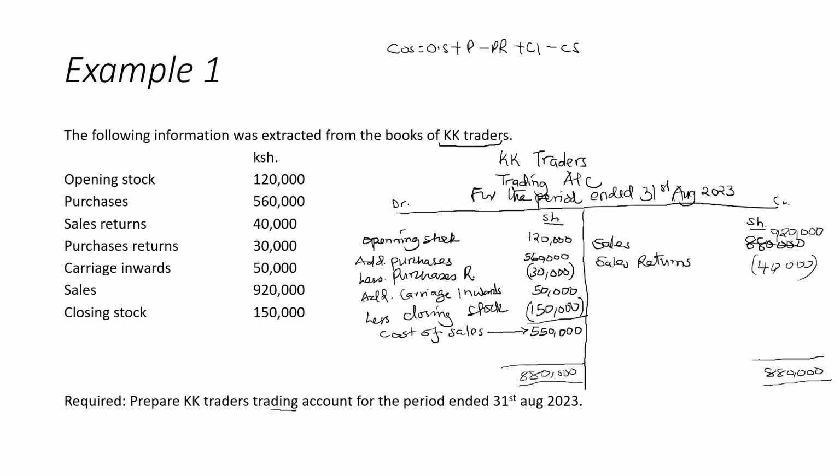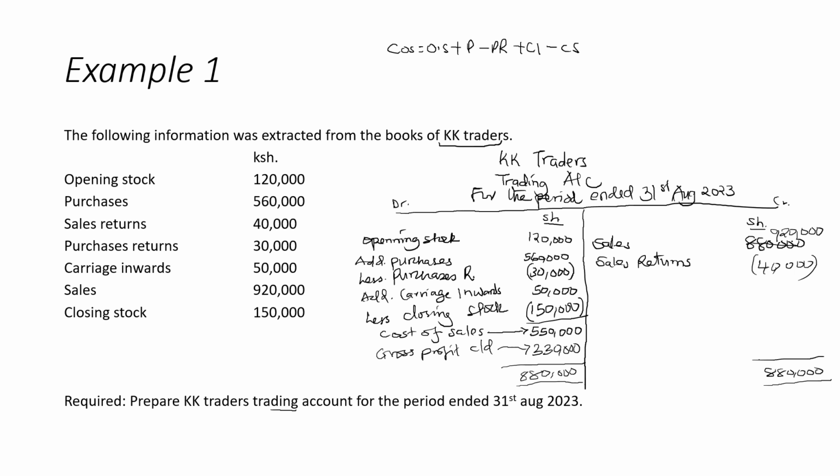Now, how much should we add to cost of sales to get 880? It will be 330. In other words, to get the difference between the cost of sales and the net sales. And that difference is the gross profit. The difference is 330,000. And therefore, this one is the gross profit. It's the gross profit carried down, 330,000. For it to balance, we come and write it.